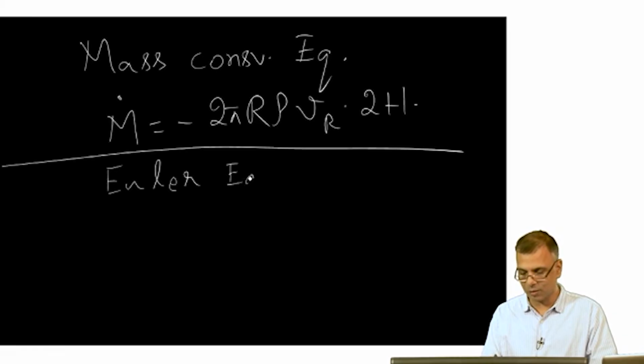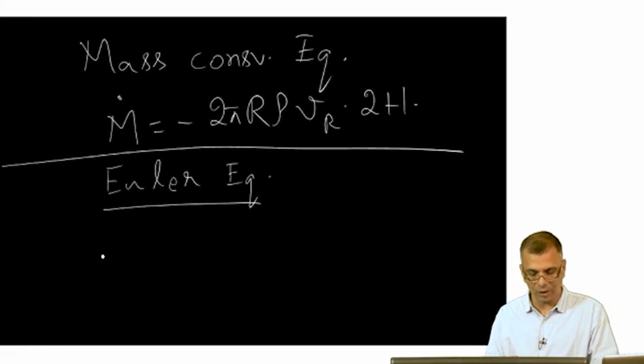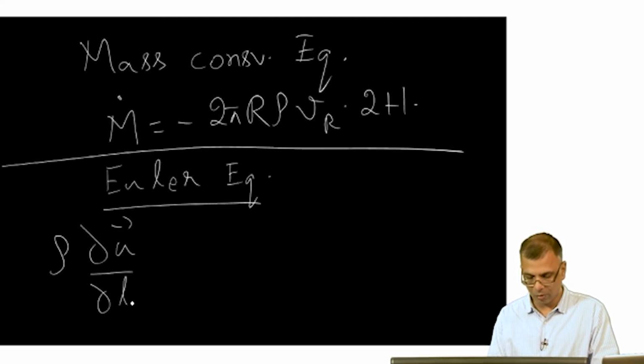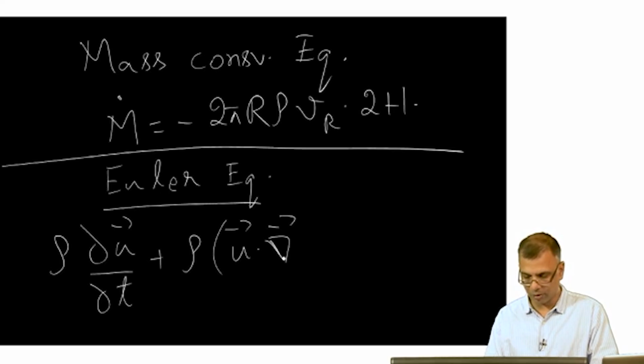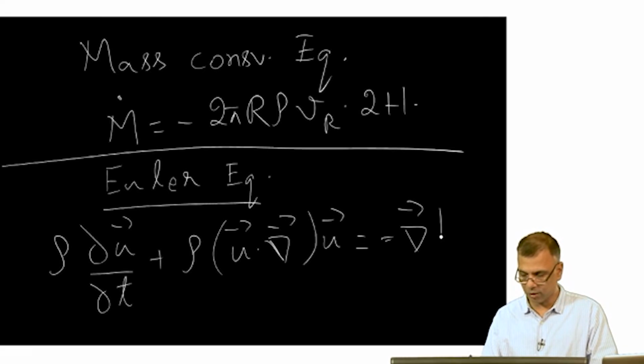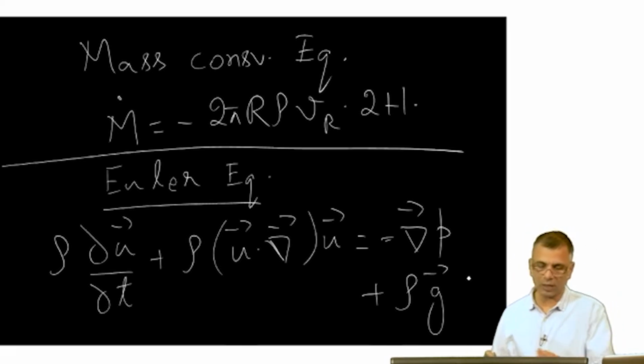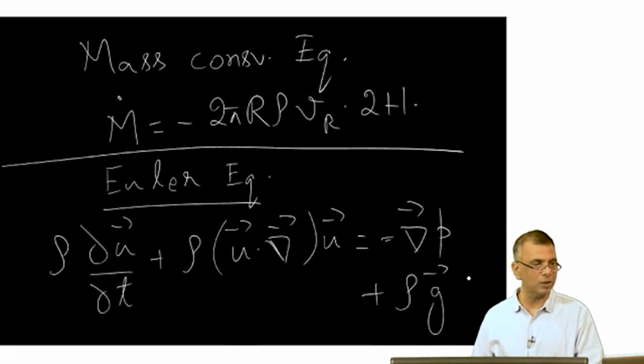The Euler equation is generally given by rho times the material derivative of velocity, equal to minus the gradient of pressure plus the all important body forces term. This is the version of the Euler equation that we have been seeing so far.